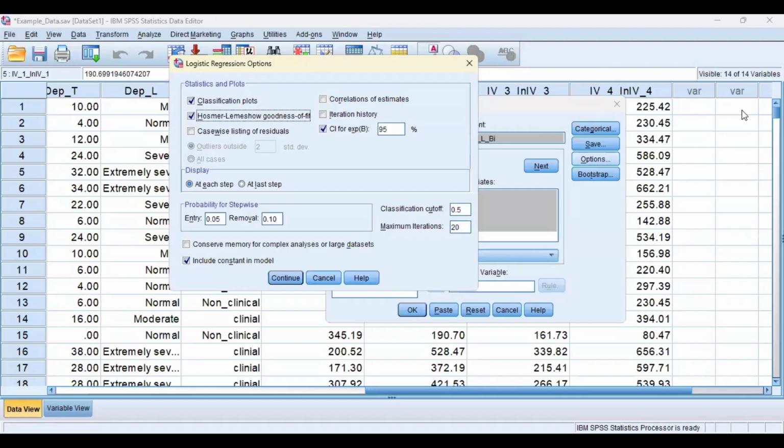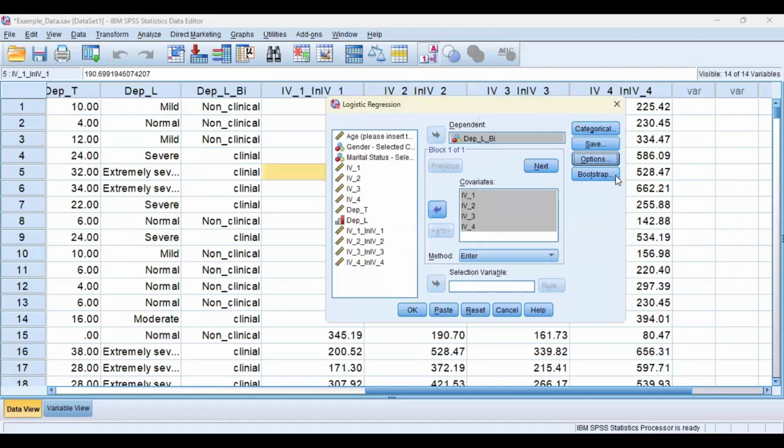There is nothing else that you need here. Potentially you can also tick correlations of estimates to check multicollinearity, but you can also check multicollinearity using the correlation option of your analysis. So it doesn't matter, it's not a big deal to tick it or not here, because anyway, you can check the bivariate correlations between your IVs through the correlation analysis in SPSS. So that's all good. You make sure that these three options are ticked, you don't change anything else, and continue. And that's all you need for your analysis.